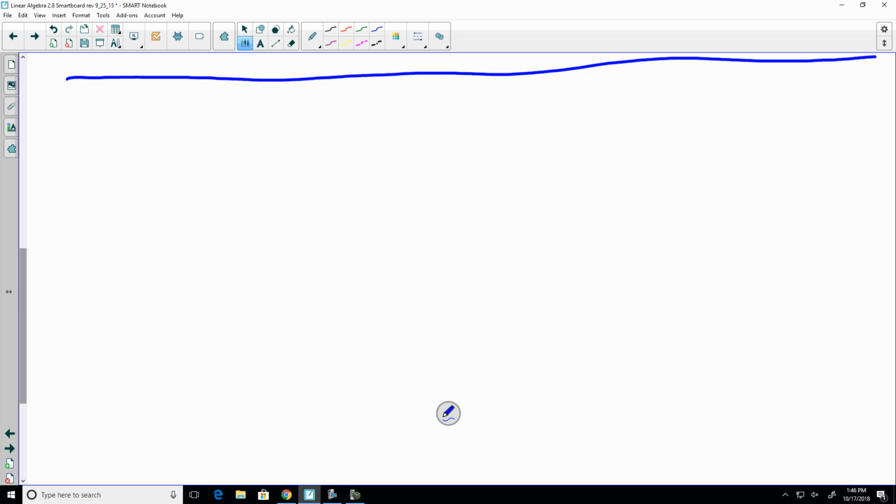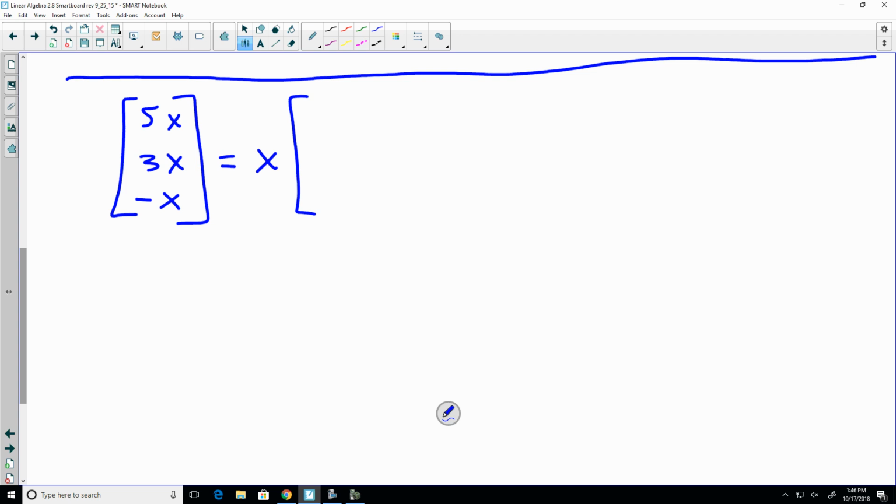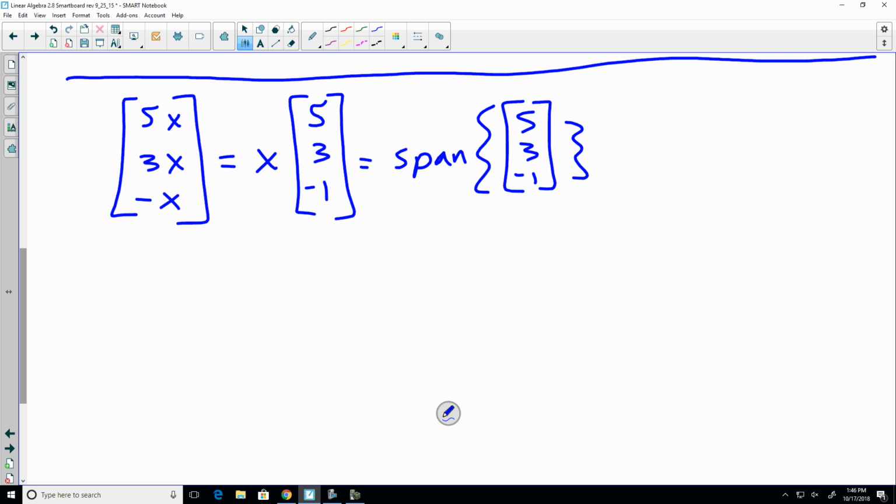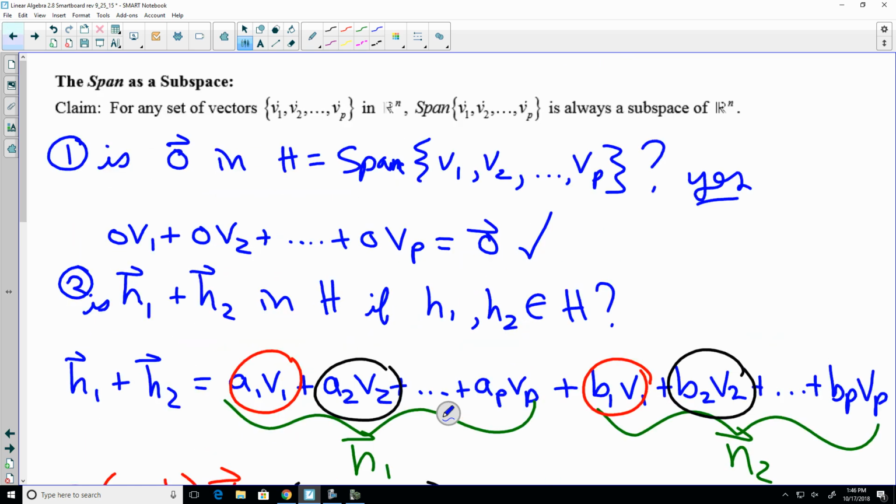So this vector is the same as this, right? Okay, well, if X is any real number, then this is the span of this one vector, right? So we're done, right? Because the first thing we proved was that the span of any set of vectors is a subspace automatically. And we already did all the work to show that.